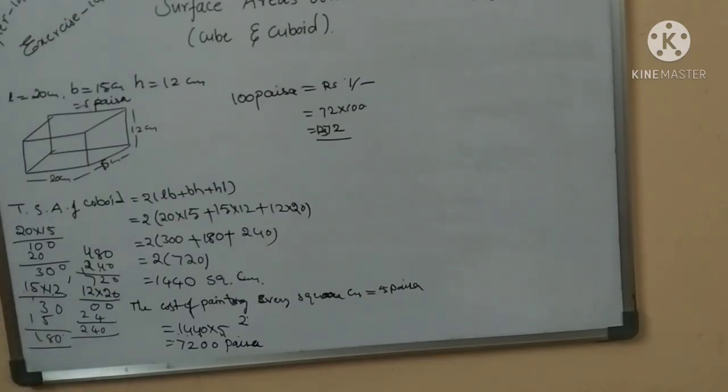So the question asks that at the rate of 5 paisa per square centimeter, the cost equals 72 rupees. The cost of painting the total surface area is 72 rupees.